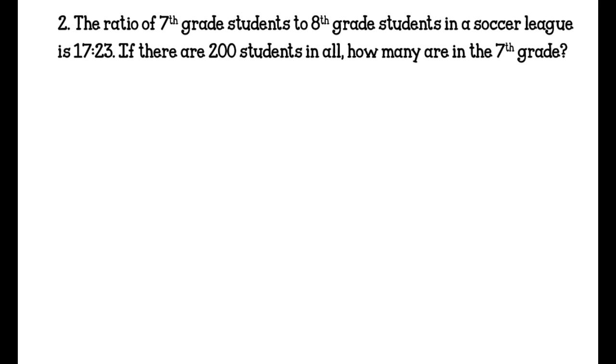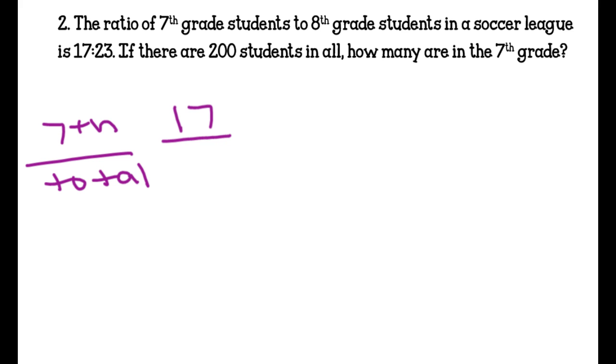Number 2, the ratio of 7th grade students to 8th grade students in a soccer league is 17 to 23. If there are 200 students in all, how many are in the 7th grade? So what we're wanting to compare is 7th grade to total. What they gave us originally was 7th graders and 8th graders. So the 7th graders were 17 out of 40 students total. I got that just by taking 17 and adding it to 23. So the 7th graders were 17 out of 40 total students. If they have 200 students, how many of those will be 7th graders?